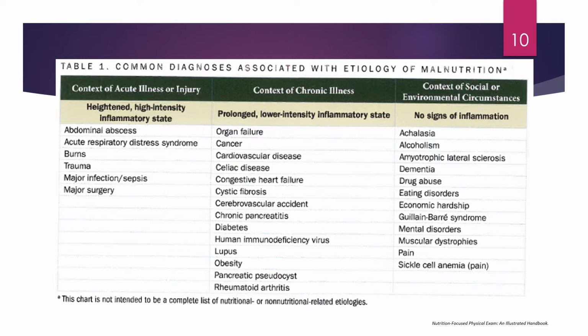Whenever we're taking a look at the different disease states and conditions that a patient may have, some of these might be disease states. Some of these might be actual social or environmental circumstances. We want to make sure that if a patient has a reversible cause, that obviously we are treating that reversible cause that caused their malnutrition or is related to their malnutrition.